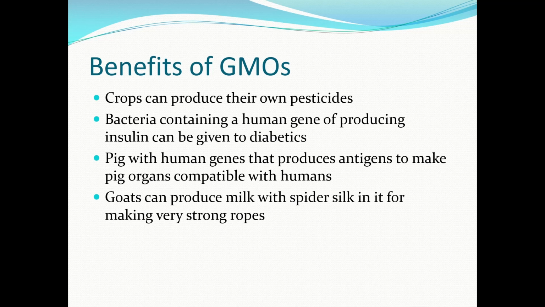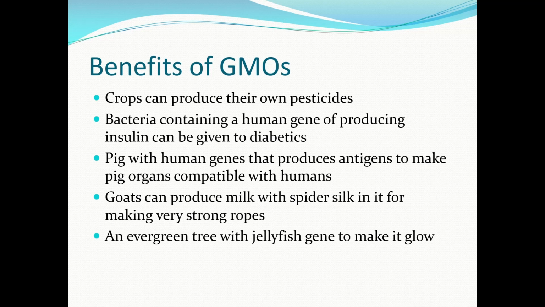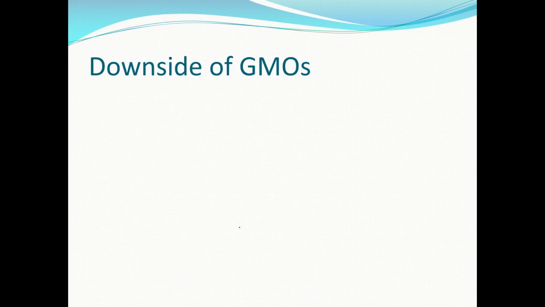This one's kind of weird. Goats can produce milk with spider silk in it, making very strong ropes. So you make your goat milk rope. And this one's kind of cool. An evergreen tree with a jellyfish gene can make it glow. How nice would that look at Christmas? Obviously, you wouldn't want that released into the wild because you have these glowing forests, screws up ecosystems with nocturnal animals. That one would definitely have environmental downsides to it.